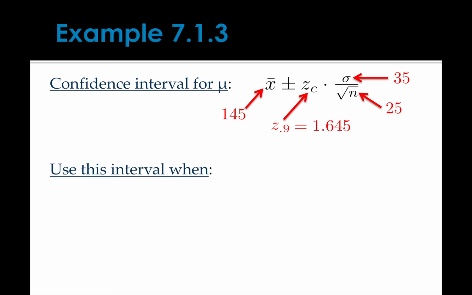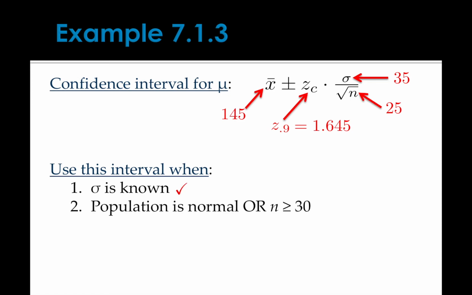So all we have to do is plug into our formula, but before I do that, we're going to double check to make sure that we satisfy the conditions for this formula. The first thing we have to do is verify that sigma is known. And again, they told us that that standard deviation referred to all textbooks, so that was a sigma. Check. The other thing we need to know is that the original population is normally distributed, or that our sample size is bigger than or equal to 30.